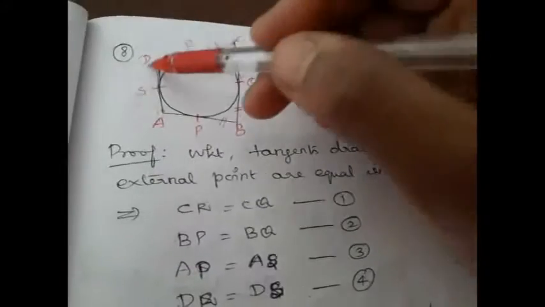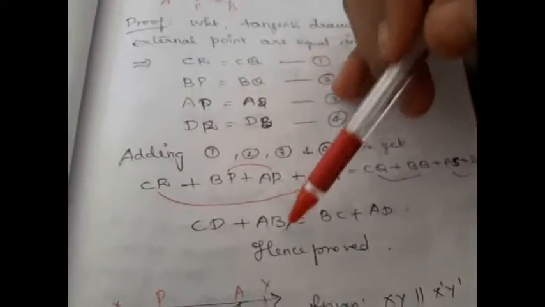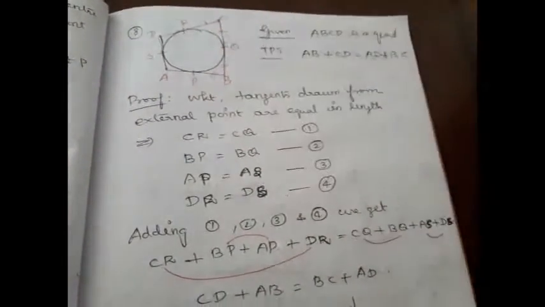Alright. Once you make all these equations, now what are we going to do? We are going to add all the left hand sides and the right hand sides. So CR plus DR is nothing but CD. Similarly, BP plus AP is nothing but AB. So if we club that, we will get our required answer. That's what we need to prove. So we didn't use anything here except only one result: the tangents drawn from an external point are equal in length. Using that, we have proved that the sum of the opposite sides of the quadrilateral are equal.